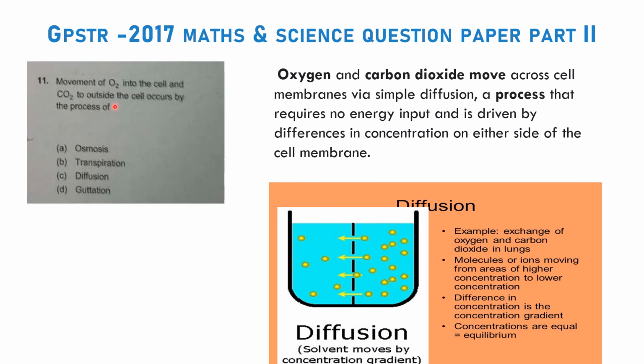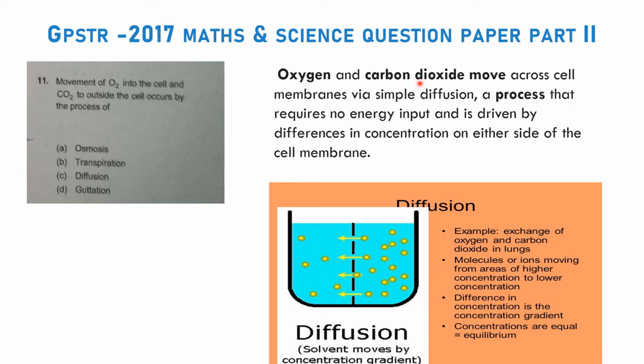Next question: movement of O2 into the cell and CO2 outside the cell occurs by which process? It involves the movement of oxygen into the cell and carbon dioxide outside the cell. Option A, osmosis. Option B, transpiration. Option C, diffusion. Option D, guttation. Let us discuss in detail.